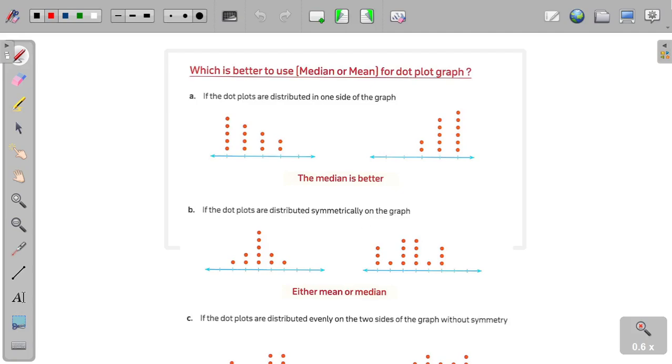I have many different dot plots, or different shapes of dot plots. Maybe the dots will be distributed on one side of the graph. So what is the best measure of central tendency for this dot plot, the mean or the median? In the first type of shape, if the dots are distributed on one side of the graph, the median is better for measuring central tendency. If the dots are distributed symmetrically on the graph, I think we can use mean or median because they have the same effect.